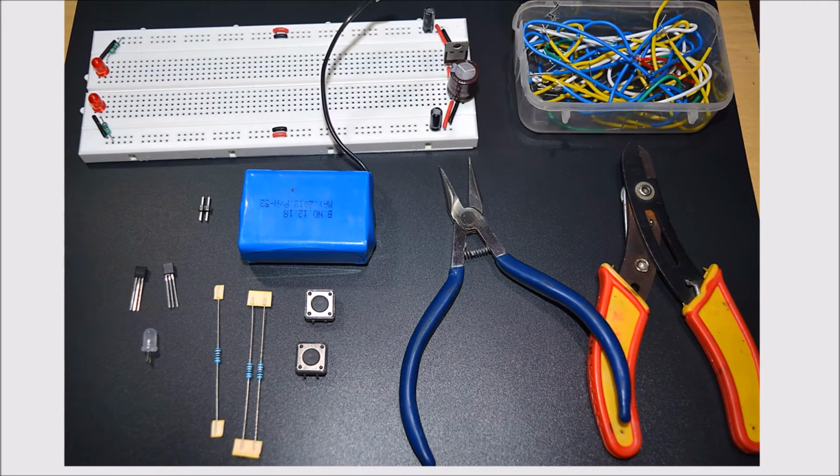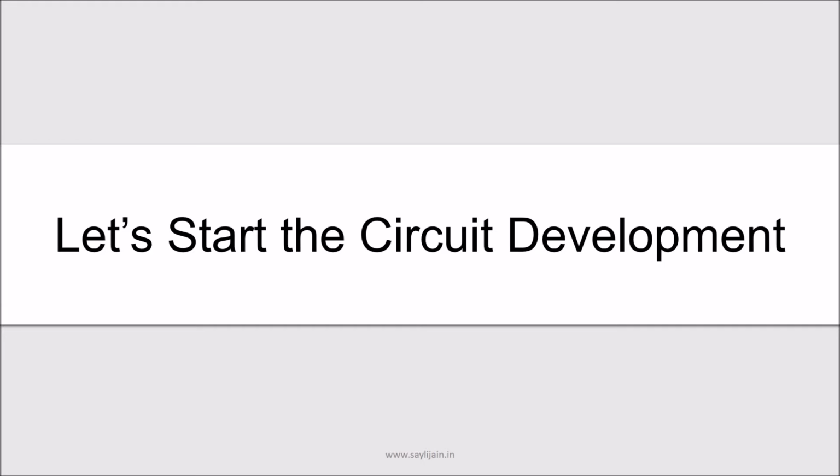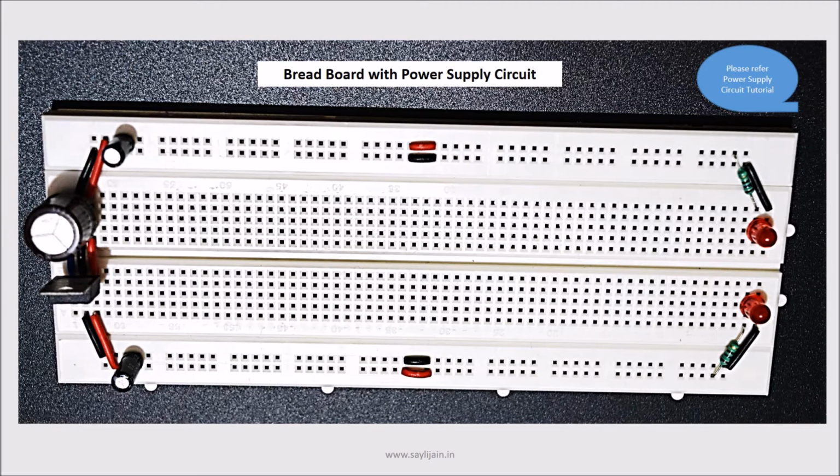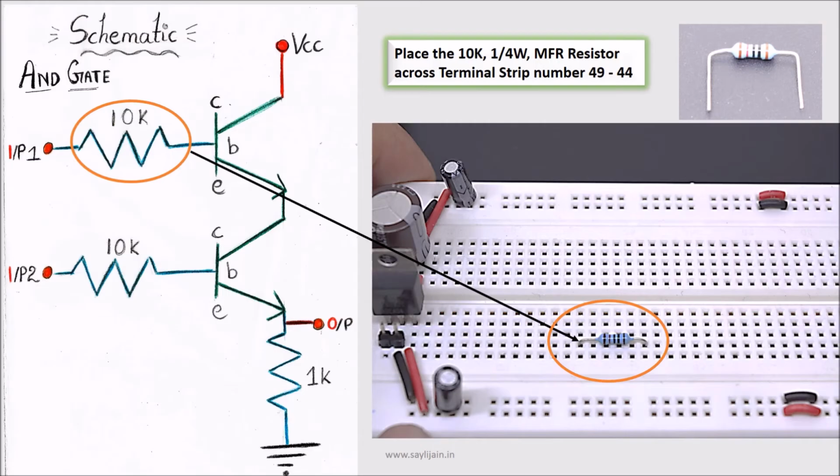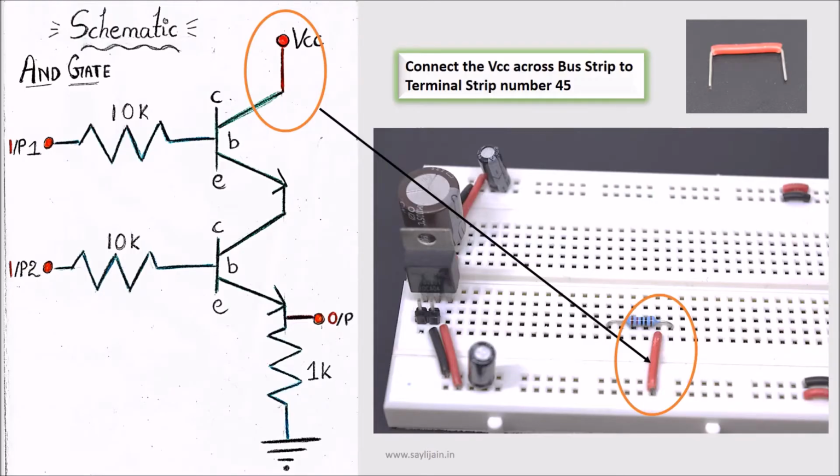And I've collected all the materials now. So let's start developing the circuit. And now the power supply circuit is ready on the breadboard. I've used only 7 steps to build this AND gate. And in the first step, I have placed a 10K resistor across the terminal strip 49 to 44. After which I have placed a red wire to connect the VCC across the bus strip to the terminal strip 45.